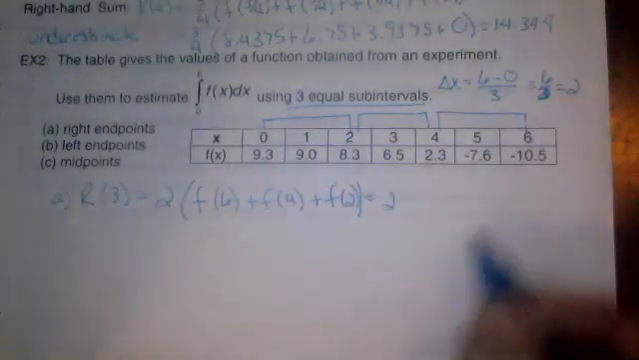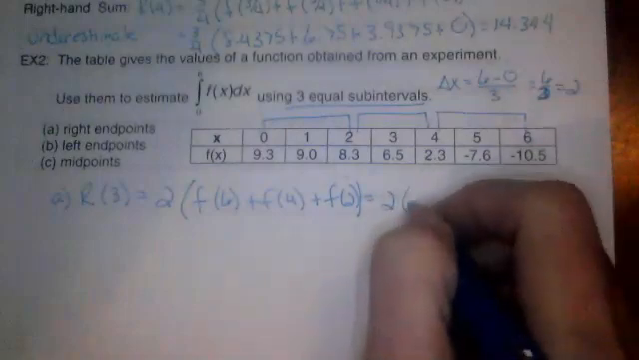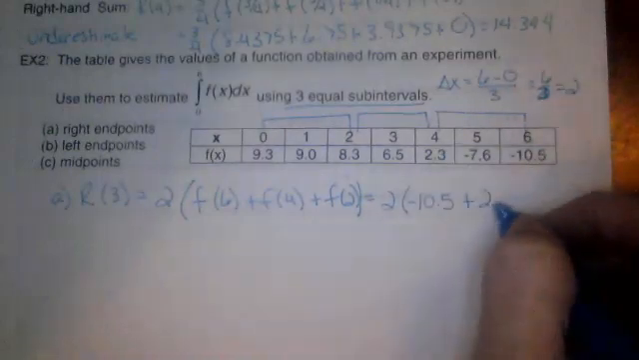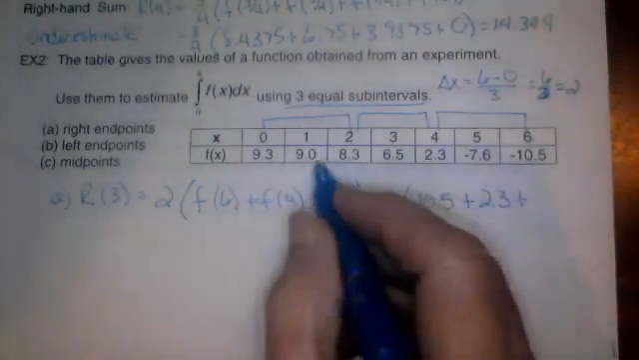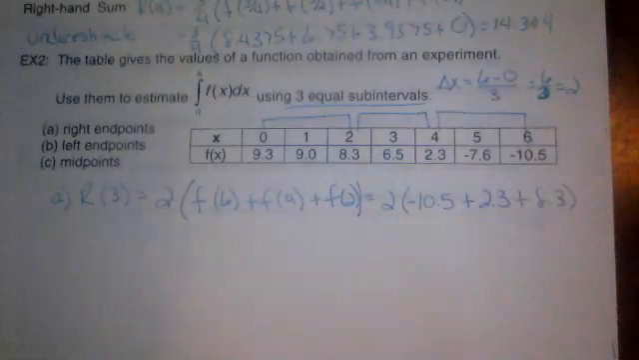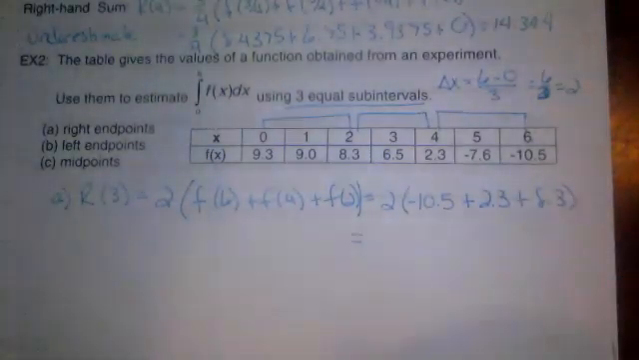So just look at each of those values. F of 6 was negative 10.5. F of 4, 2.3, and F of 2, 8.3. So we just type all of that into the calculator. I've already done all that, so this is 0.2.